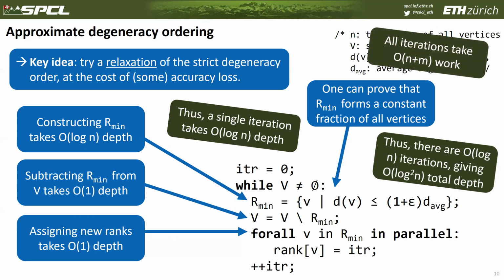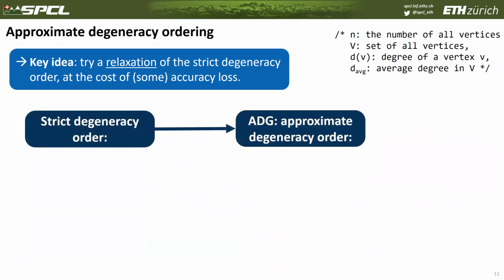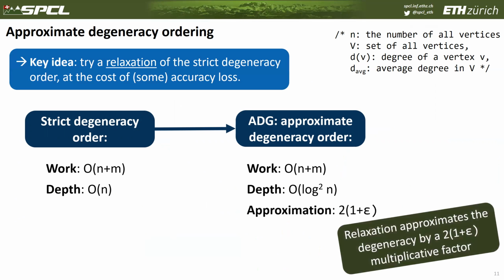Finally, a similar analysis gives us the bound on the work, which is going to be linear in the size of the graph. So to sum up, we move away from the strict degeneracy order, which comes with linear work, but also linear depth, to a scheme which is called ADG, which also comes with linear work, but the depth is polylogarithmic. But it comes with a certain amount of approximation, which is equal to 2 times 1 plus epsilon.